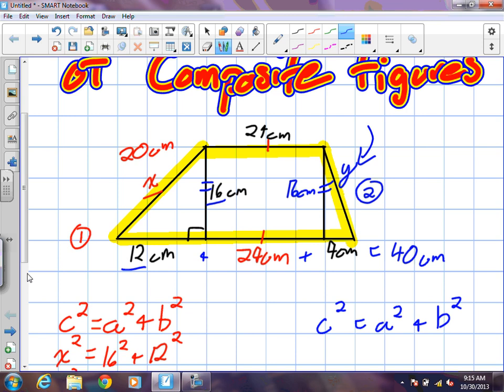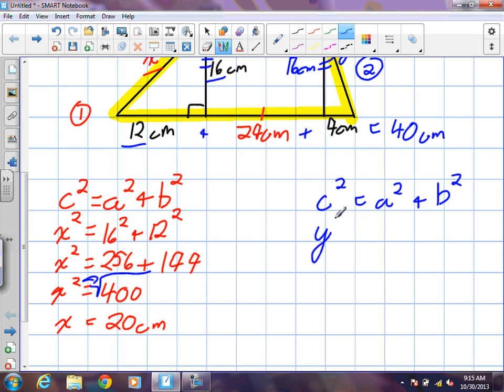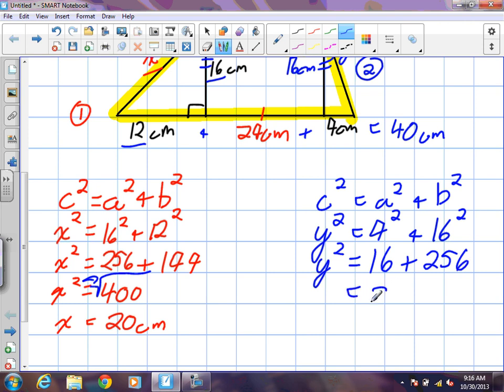So we'll call that y in this case. Y replaces c, y squared is equal to, what will a be? 4. Sure, let's go with 4. And b will be our 16. 4 squared is? Good. 16 squared is? Good. Together, what are they at? That's right. Now, like we said, we're not done. We'll need to square root this. What is the square root of 272? 16.49. Let's round it to 16.5. So approximately 16.5. So our y is 16.5.